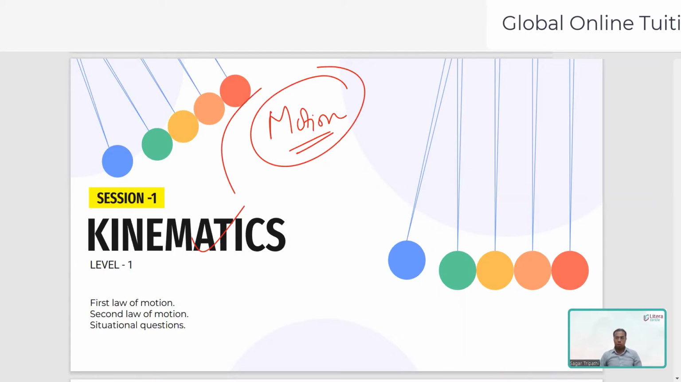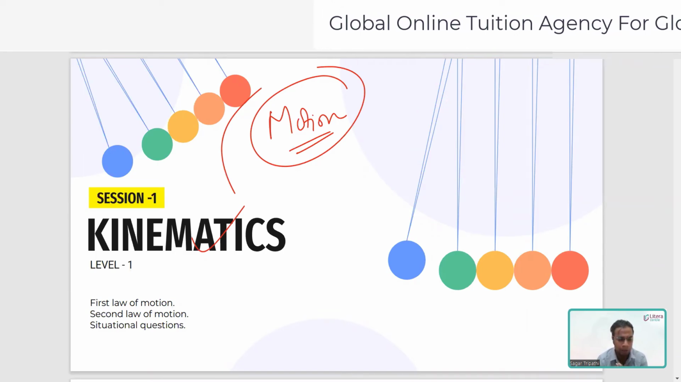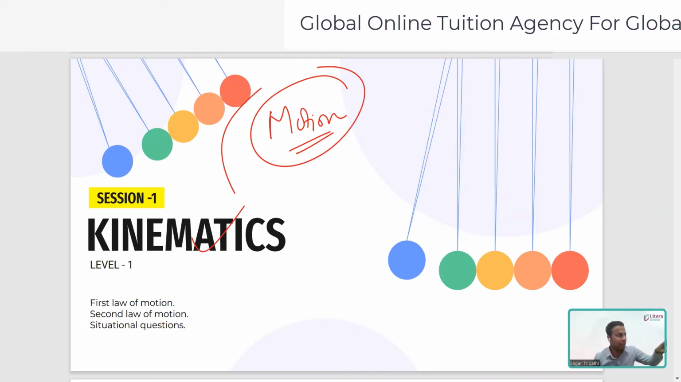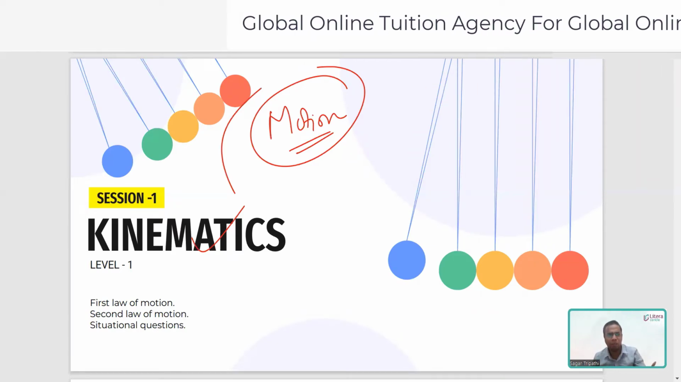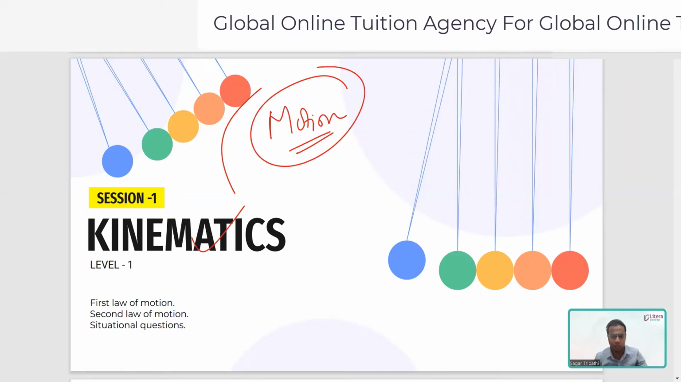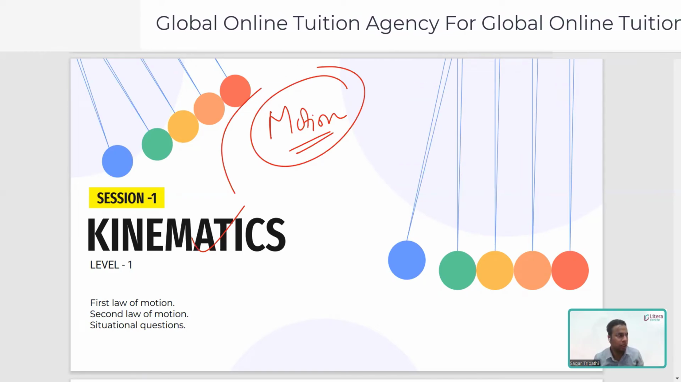So before we start with motion, we should have a clear understanding of what the term motion means. Whenever an object changes its position with respect to time, we say the object is in motion. Right? If at a particular instant of time someone is standing at a point and changes his position with the passage of time, we define that he or she is in motion, right? Changing position over time. This is how we define motion.